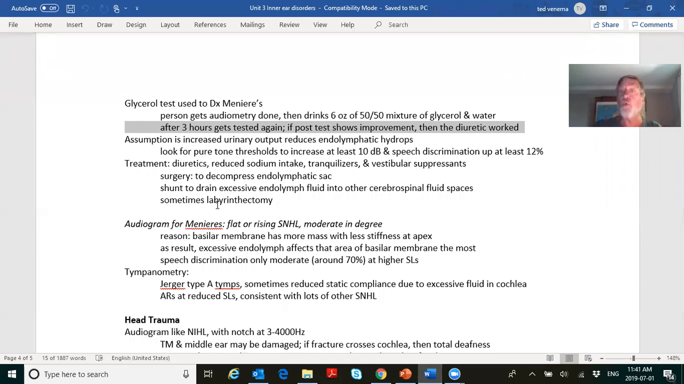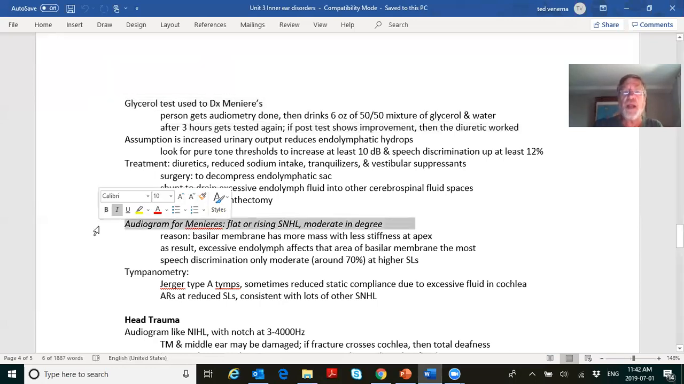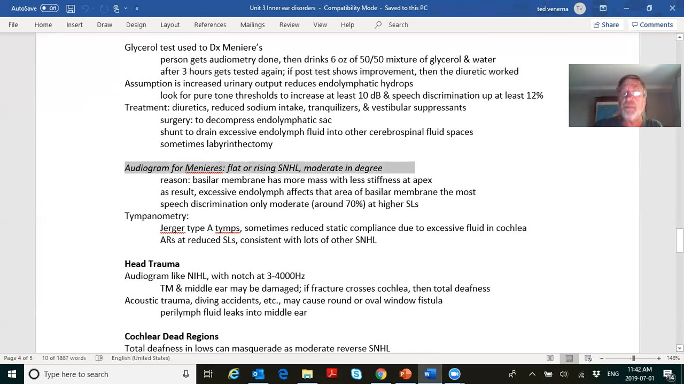So if a diuretic works, then that's a positive, meaning a bad indication. It's a positive sign of having Meniere's disease. The assumption is that increased urinary output will reduce endolymphatic hydrops. So just realize that one of the tests given to diagnose Meniere's, DX means to diagnose, is a glycerol test, a type of diuretic. The audiogram for Meniere's, flat or rising, moderate in degree.